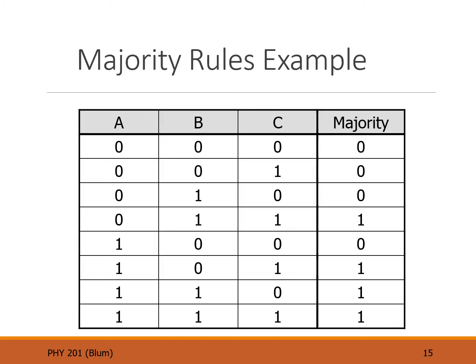Let's look at another example and then another possible trick to simplifying. So let's go back to our majority rules examples. We're going to have three inputs, A, B, C. We write out all the combinations from 0, 0, 0 down to 1, 1, 1. The logic of this output, again, it's only one possible output, but the logic of this majority rules output is that if two or more of the inputs are 1, then the output will be 1.